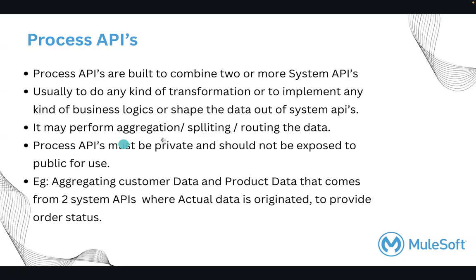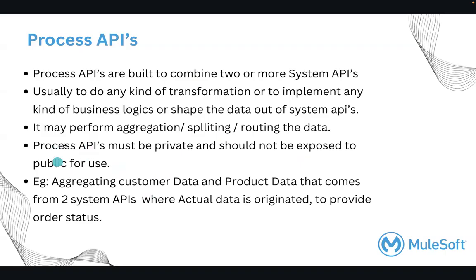It may perform aggregation, splitting, or routing of the data. Like I just explained, it's going to aggregate, and aggregate means combine the data. Process APIs must be private and should never be exposed to the public for use, as we have explained in our case.